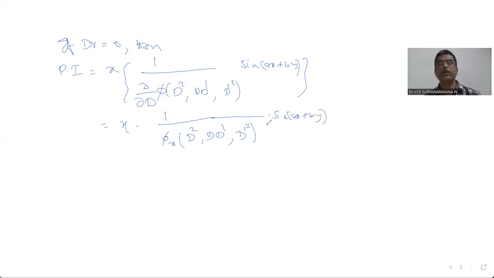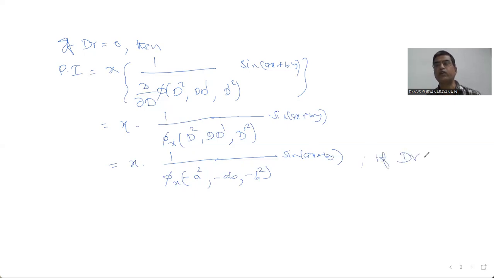Then as per the procedure, again, replace d square with minus a square. So it will be 1 by phi x of, in place of d square, put minus a square. In place of d dash minus ab. In place of d dash square, put minus b square. And then apply on sin ax plus b. This is the answer, provided same denominator is not equal to 0. After replacing in the first derivative of phi with respect to d, after replacing d square with minus a square, d dash with minus ab, and d dash square with minus b square, if we get a non-zero answer to the denominator, that will be our particular integral.